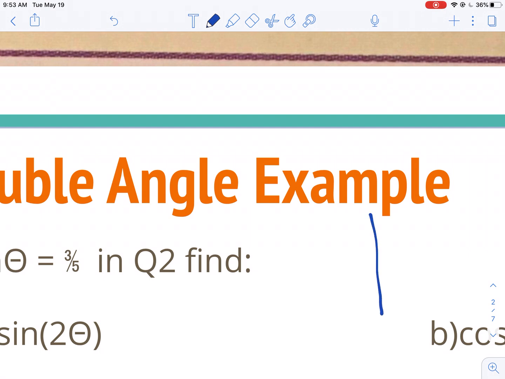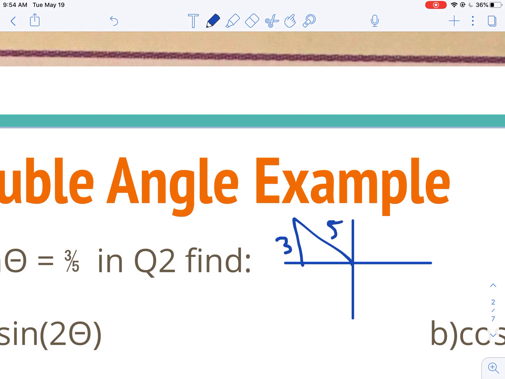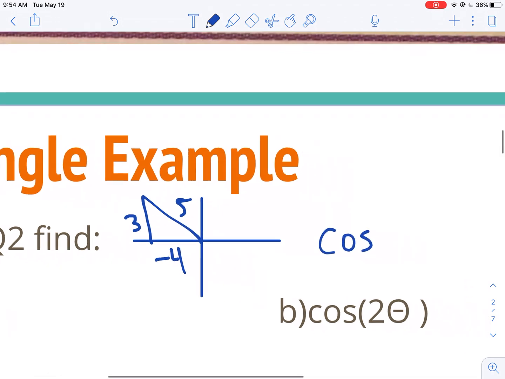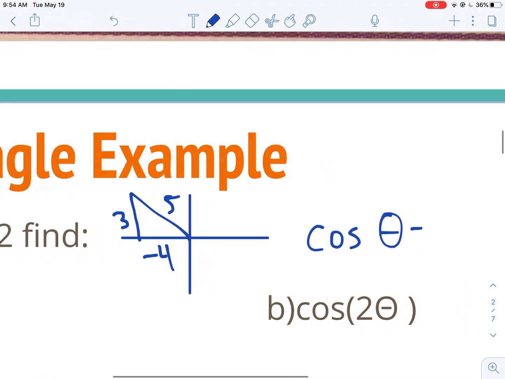I've set this up to give you a pretty easy triangle here. We'll set up my quadrant. This is in quadrant 2. Sine of theta is 3/5, so we know our opposite is 3, we know our hypotenuse is 5. This is a 3, 4, 5 triangle, so now I know my adjacent side is -4, so that means my cosine of theta in this case is -4/5.